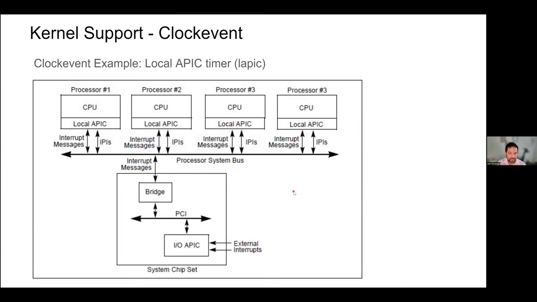This diagram basically shows you at a high level how it is organized. The only takeaway here that I wanted to have is that the local APIC is connected to this processor system bus, and it's driven at a frequency that is lower by default. It's driven at a frequency that is lower than the CPU's frequency, and you have to use the deadline mode if you want to get higher precision.